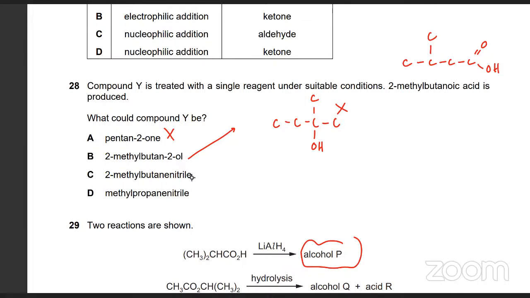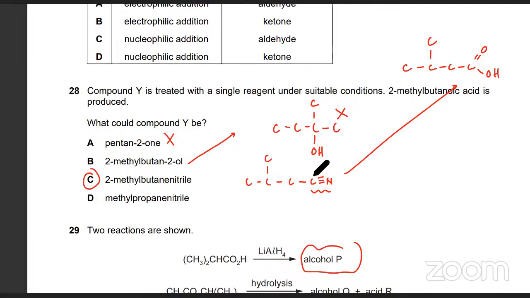C might work because it's 2-methyl butane nitrile. So butane nitrile is CN, and 2-methyl, so there's a methyl on the second one. So what happens if you hydrolyze it? The CN will turn into a carboxylic acid. So C is fine because you're going to get exactly the same thing. The CN will turn into a carboxylic acid. That's what's going to happen. Clear?